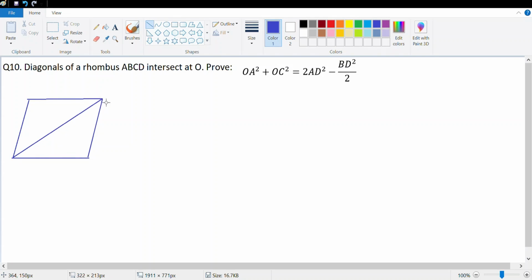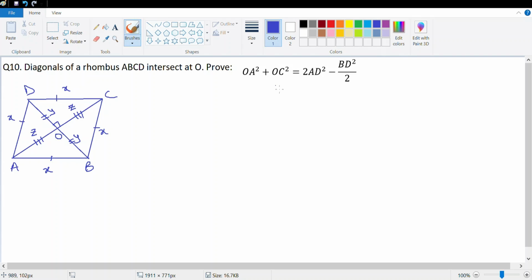Let's just draw the diagonals as well. Done. Let's call this point of intersection O. So A, B, C and D, all sides are equal. It's a rhombus, so let the four sides be equal to X. OD and OB are equal, let this be Y. And OA and OC are equal, let this be Z.